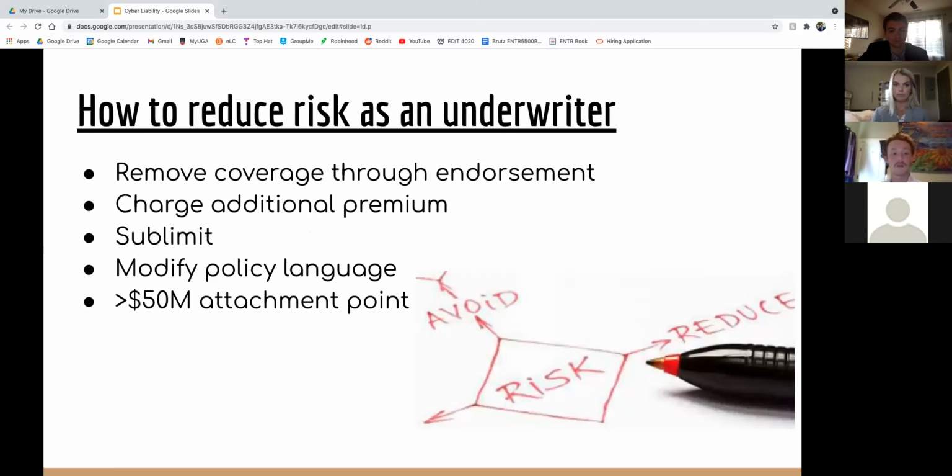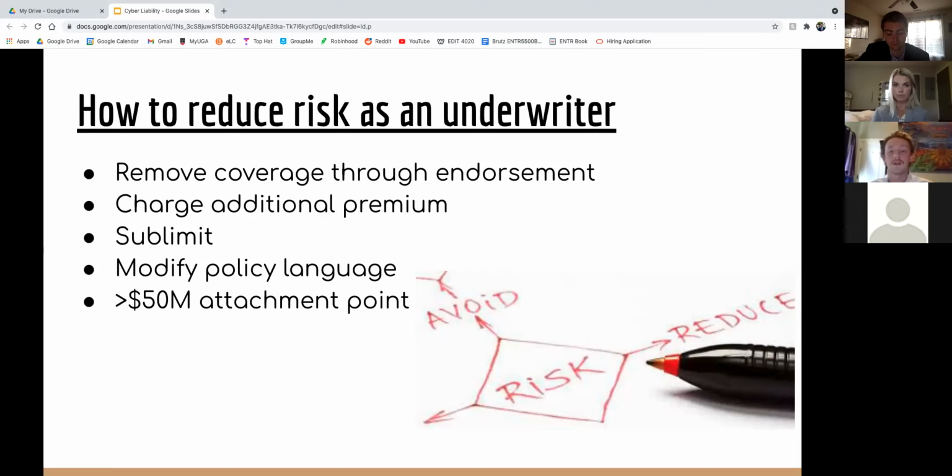How to reduce risk as an underwriter. There are a number of things an underwriter can do to try to reduce risk on their side. The first one an underwriter can do is pull coverage through endorsement. An underwriter won't do this for every scenario, though. This is more likely to happen with companies that do not have safety standards that meet the underwriter's expectations in certain aspects of the company.